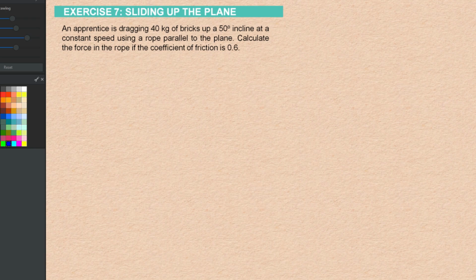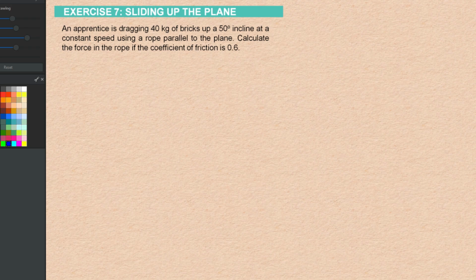Here we have exercise 7 from lecture 4, and we have another inclined plane. It's a 50-degree incline, so we're going to draw that in. The difference this time is they're pulling the load, which happens to be 40 kilos of brick, up the plane.